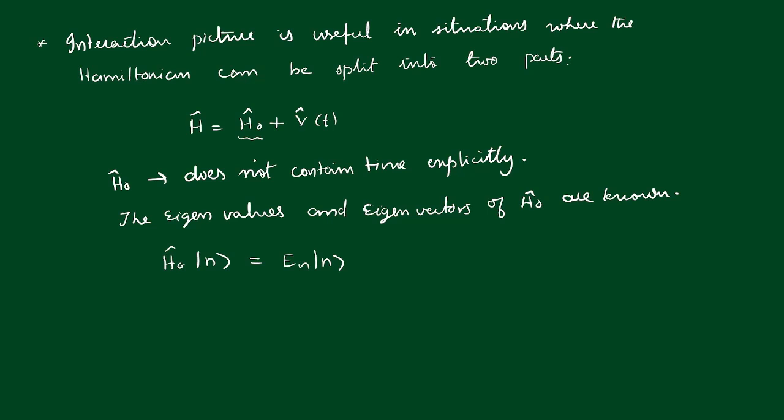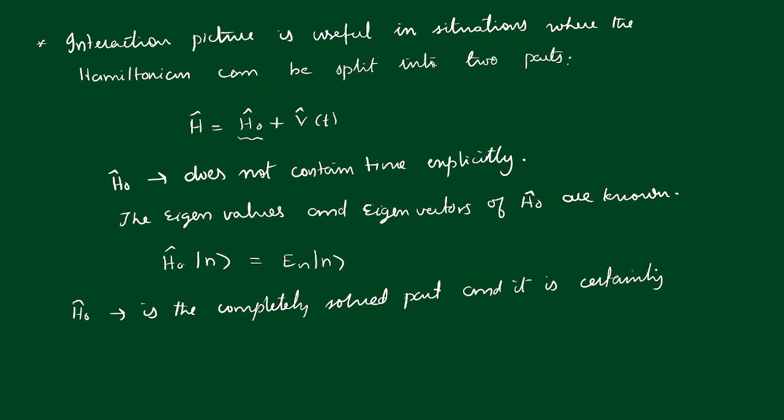For example, it could be a simple harmonic oscillator Hamiltonian that we just did, plus an extra term. Now, we know everything about H0, so H0 is the completely solved part, and it is certainly Hermitian. Both V and H are Hermitian, because the total Hamiltonian has to be Hermitian. H has to be Hermitian, H0 is Hermitian, so V is also Hermitian.